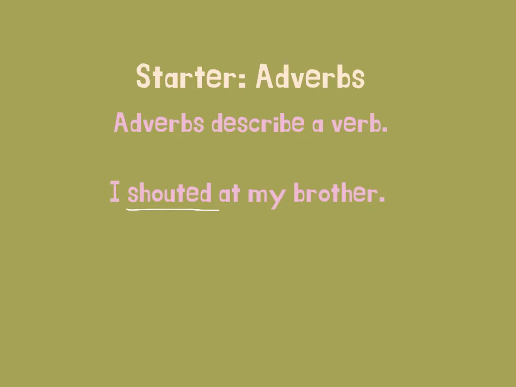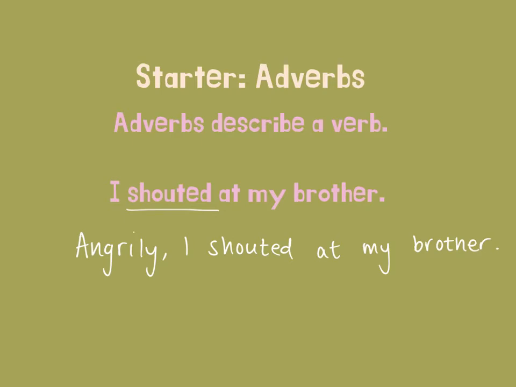It could also go at the start of the sentence. Angrily, I shouted at my brother. And if we did that, we'd have to put a comma after angrily. Because it comes before the verb, we put a comma beside it. Or you could put it at the end of the sentence, I shouted at my brother angrily. So that's a few different ways you can use adverbs.